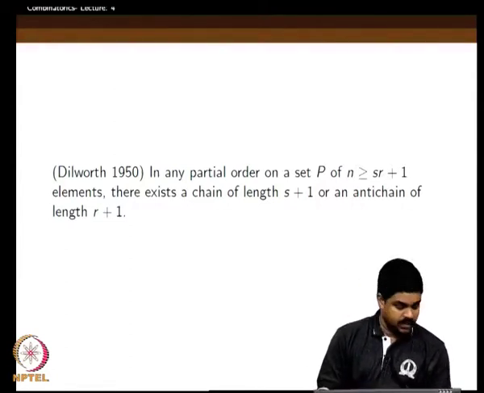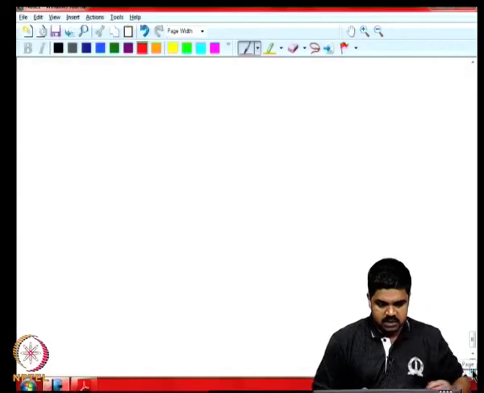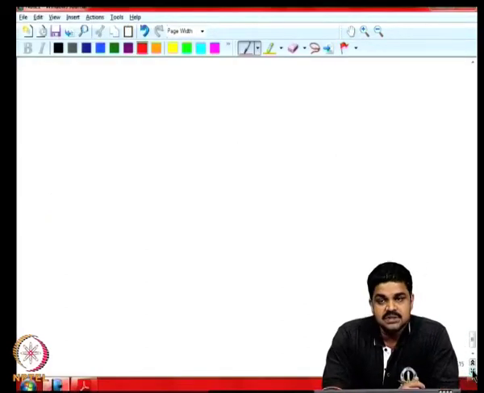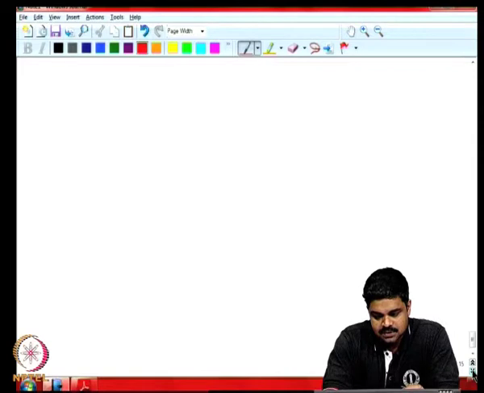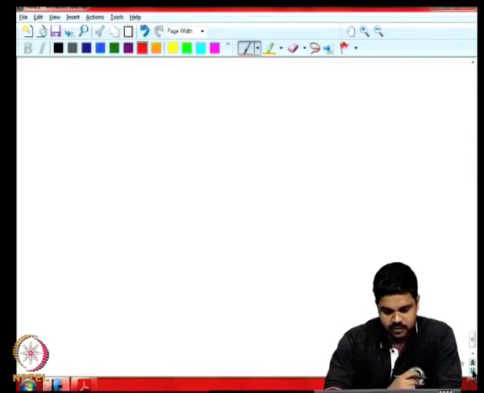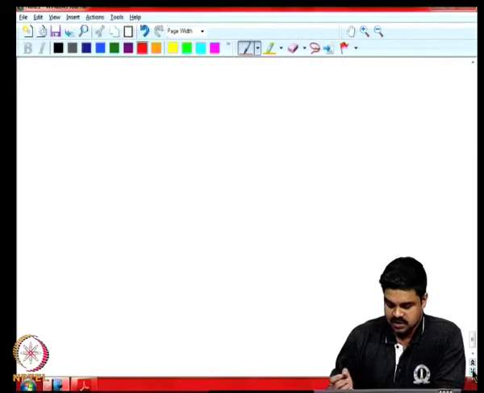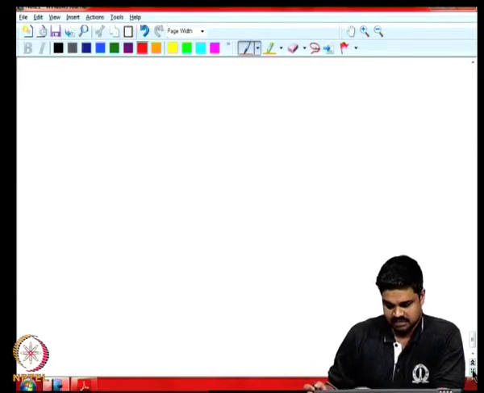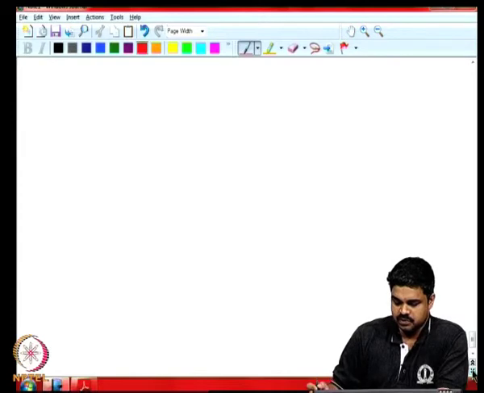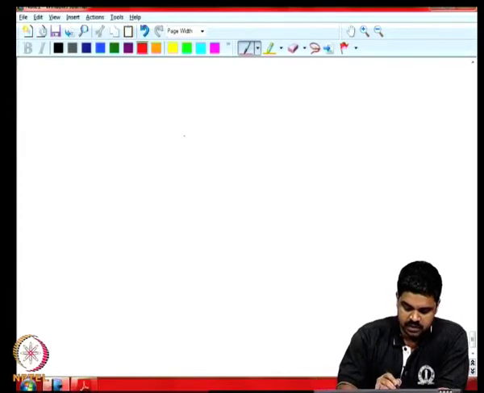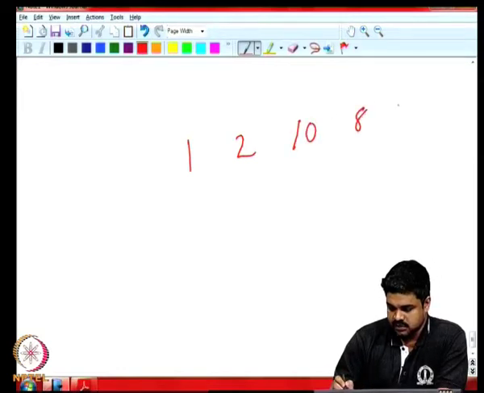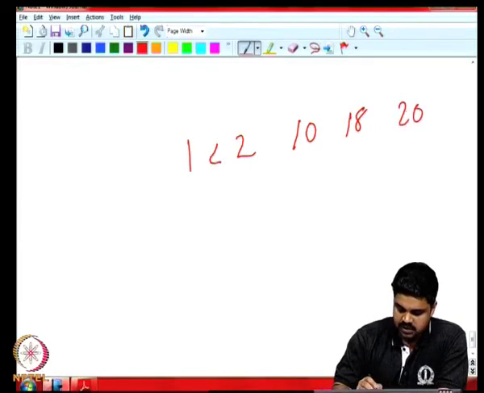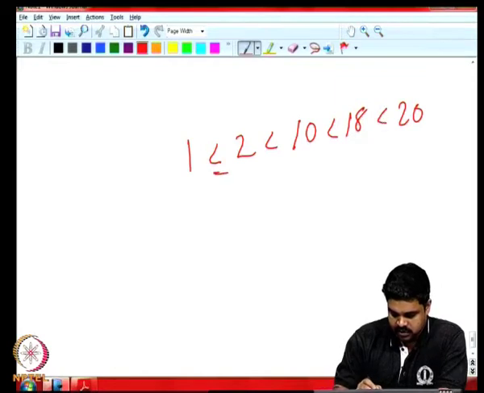In a partial order, a chain corresponds to an increasing subsequence. For instance, in the natural order, any increasing subsequence is a chain, right. So for instance, you can say here 1, 2, 10, 18, 20, this is a chain because you can put the relation like this, right.